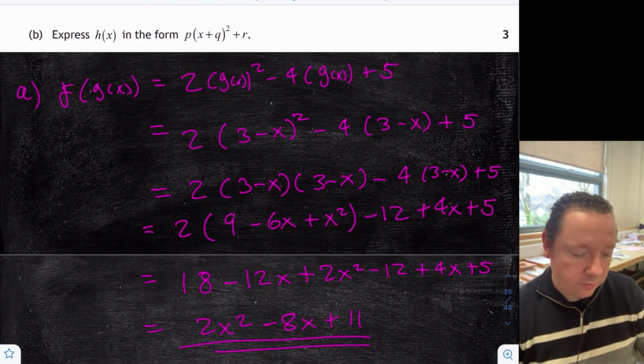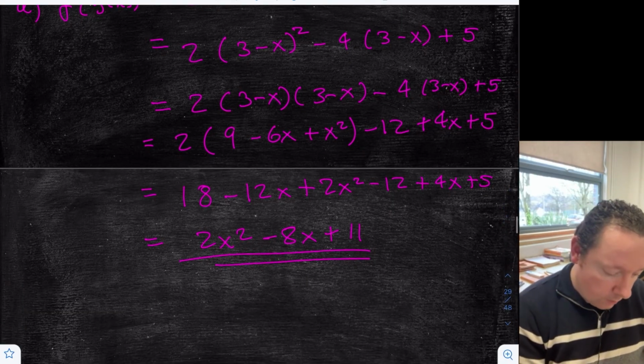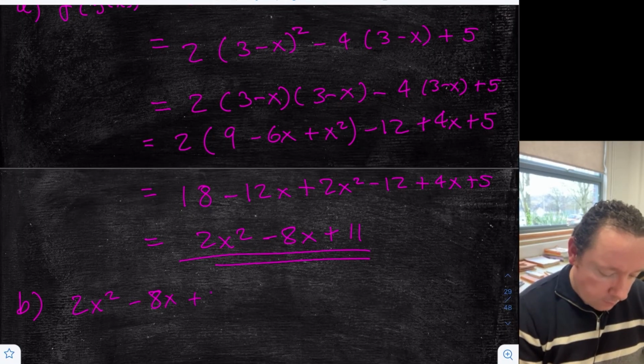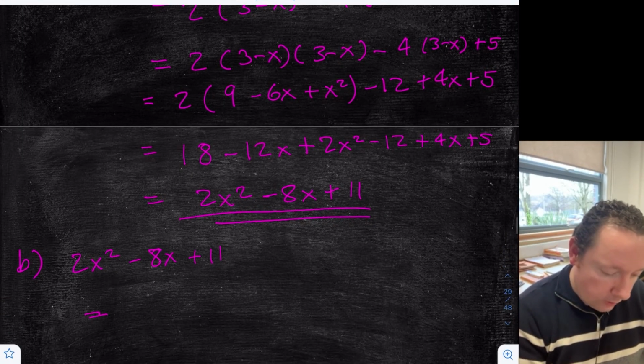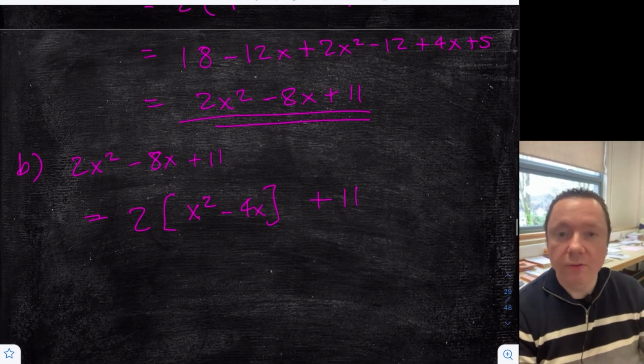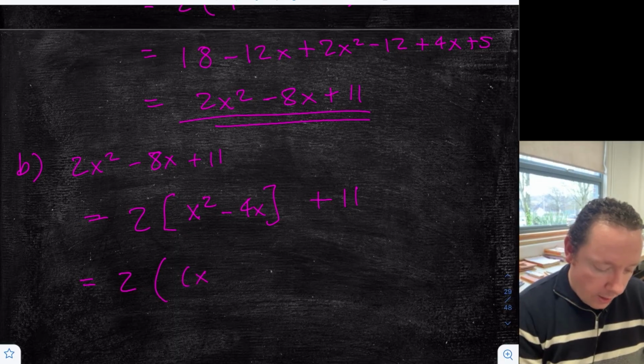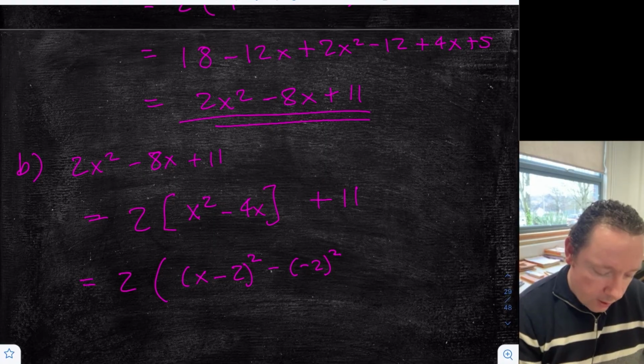Part B, express h of x in the form p x plus q, all squared, plus r, so complete the square in other words. So part B, we've got 2x squared minus 8x plus 11. So that's going to equal, well, we take common factor between the first two terms, which is 2. So that gives me x squared minus 4x. And I've still got the plus 11 hanging on the end. And then we complete the square with the x squared minus 4x. So that's 2 times x minus 2 all squared, take away minus 2 squared, plus 11.